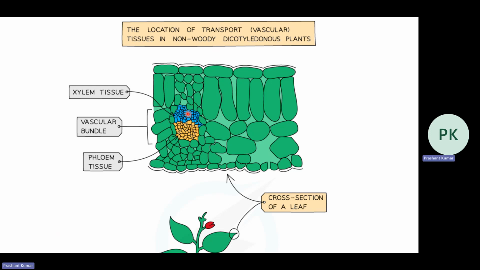So the blue color is the xylem tissue, which conducts water. And this orange color is going to carry food, called phloem tissue. Phloem is living tissue, xylem is dead tissue. And collectively we call them the vascular bundle.